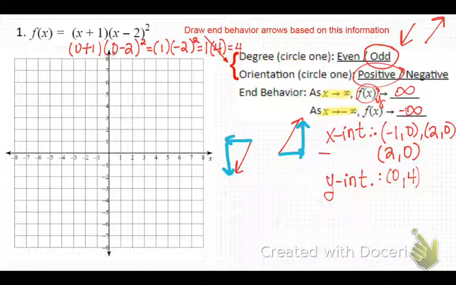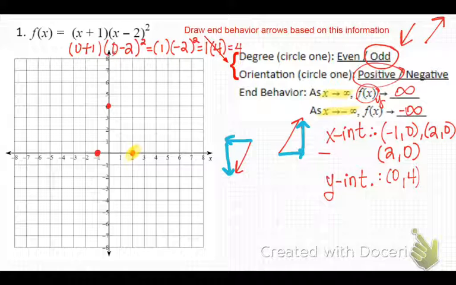Okay so far? Yes or no? Okay. Now, do I have enough information to graph? Yeah. So I have -1, 0 as an intercept. 2, 0 has multiplicity 2. And my y-intercept is at 0, 4.